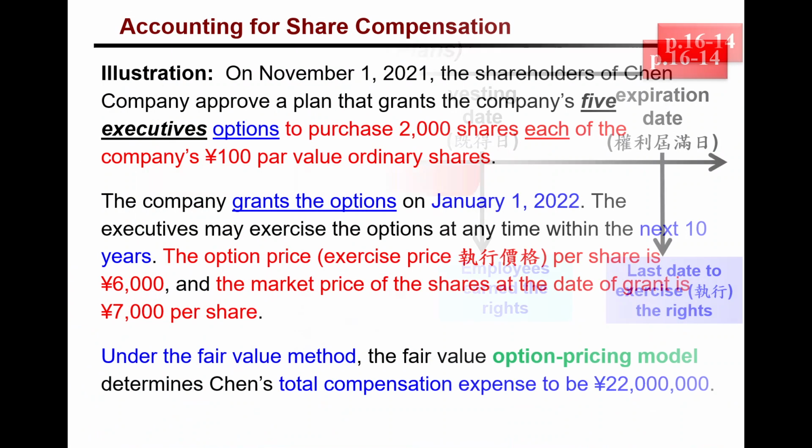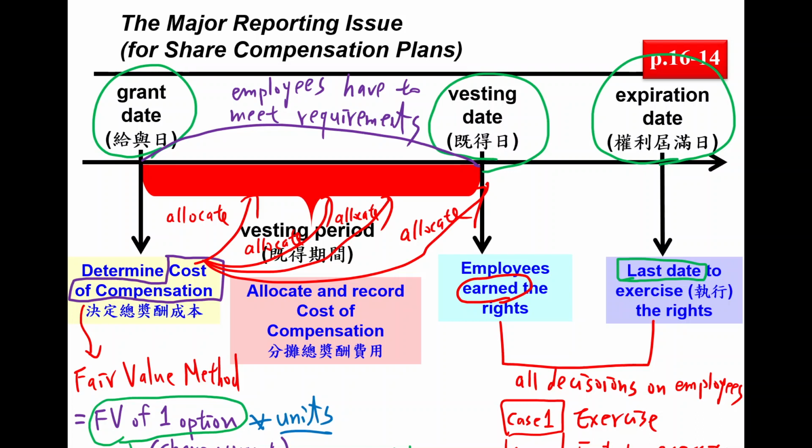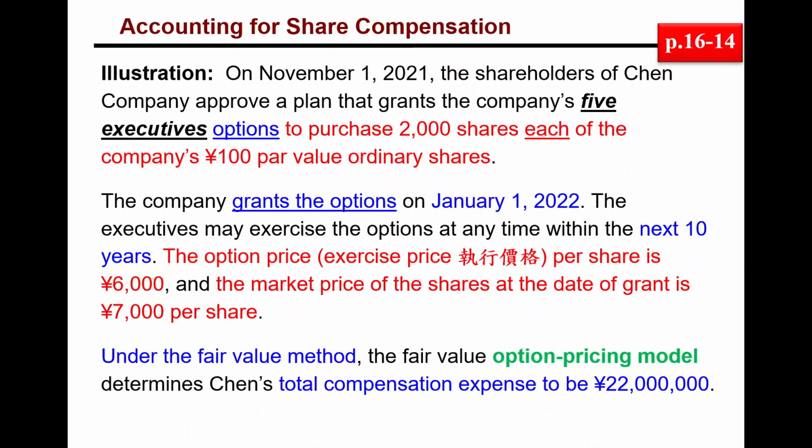Okay, so that's the basic concept we have for all share compensations. Remember, when we talk about share warrants, share options, 认股权证、股票选择权, or we talk about the second share compensation, restricted shares, shares with restrictions, 限制型股票, no matter which one we talk about, they are based on the same structure concept. So let's look at the case.